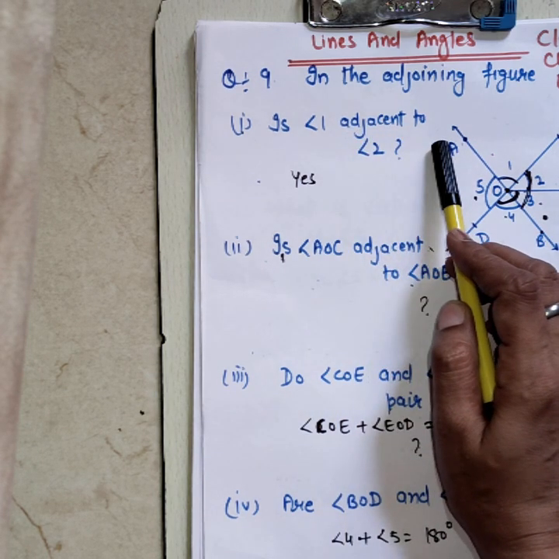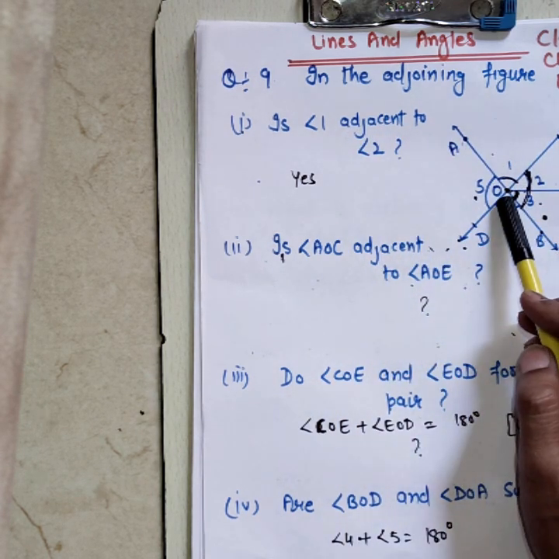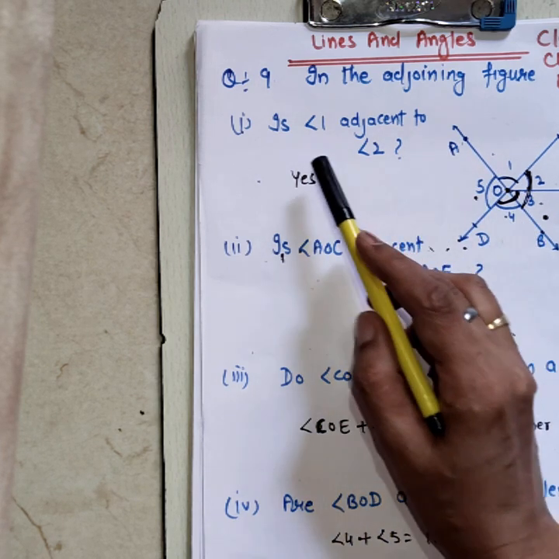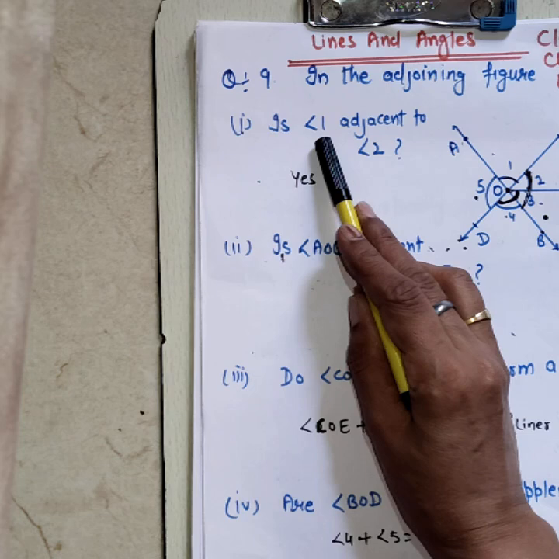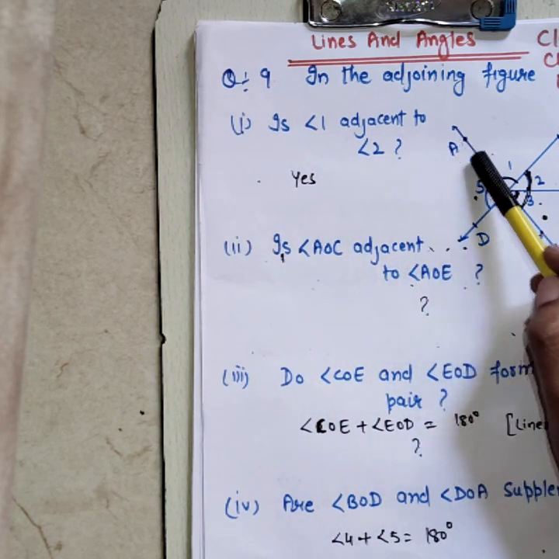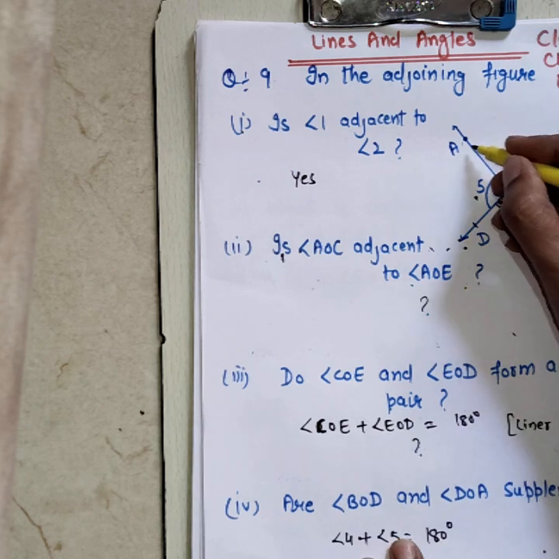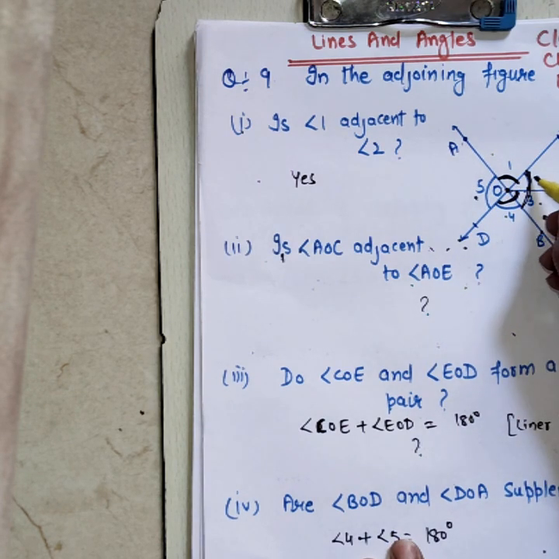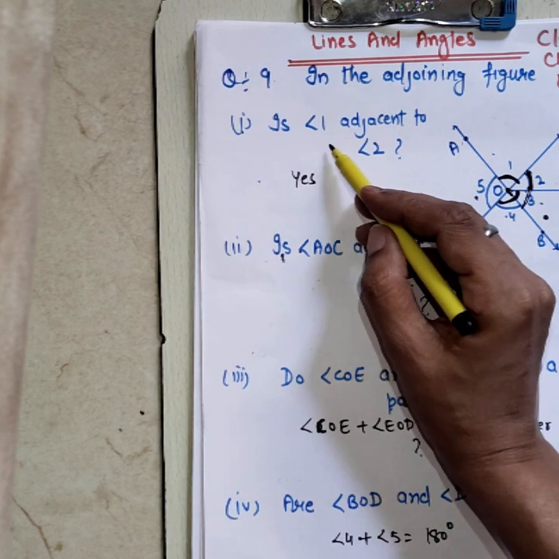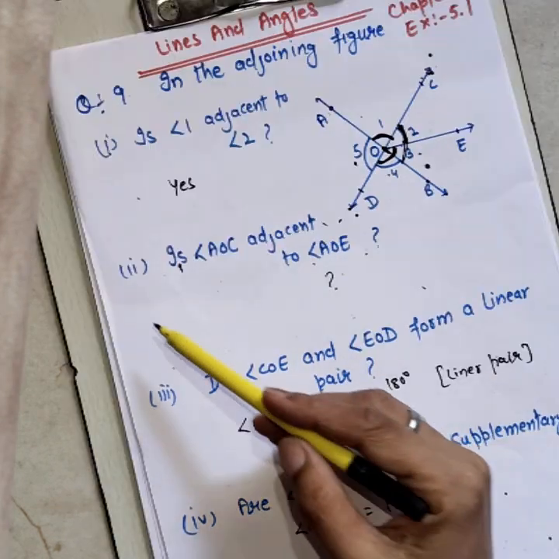Adjacent angles are those angles which have a common arm and a common vertex. Now check whether angle 1 and angle 2 are adjacent angles or not. Here is angle 1. This one is angle 1. This one is angle 2. OC is the common arm and O is the common vertex. So these are adjacent angles.